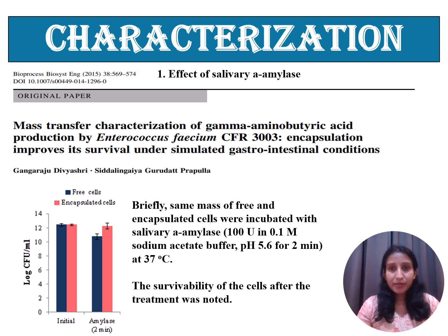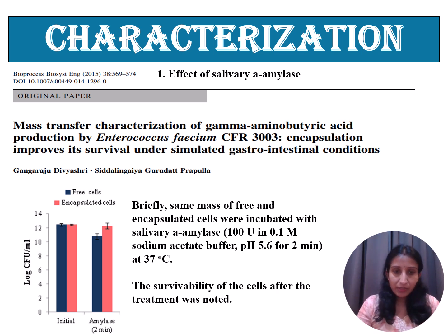To incorporate this dimension into your in vitro model, you need to expose your probiotic microorganism to simulated salivary fluid containing physiologically relevant concentrations of alpha amylase. As you can see, in our case, we have used about 100 units of salivary alpha amylase prepared in 0.1 molar sodium acetate buffer of pH 5.6, and the exposure of the probiotic microorganisms to the salivary alpha amylase solution was performed for 2 minutes, and then you evaluate the survivability post-treatment.